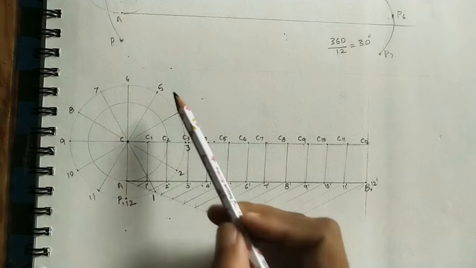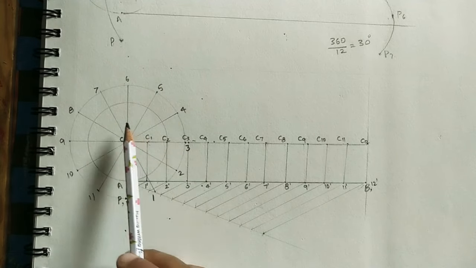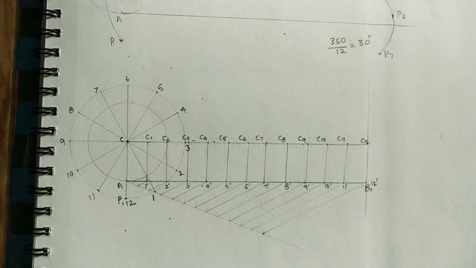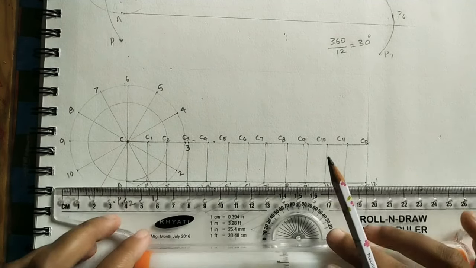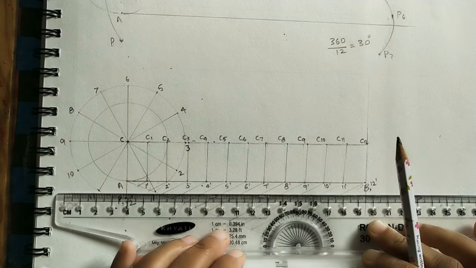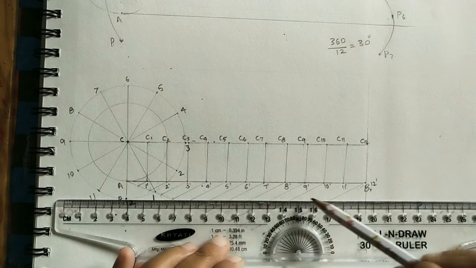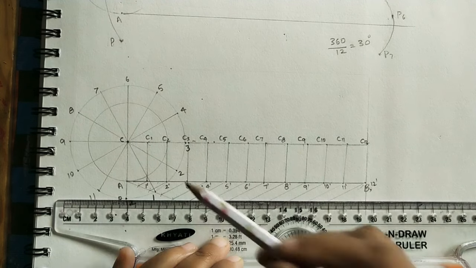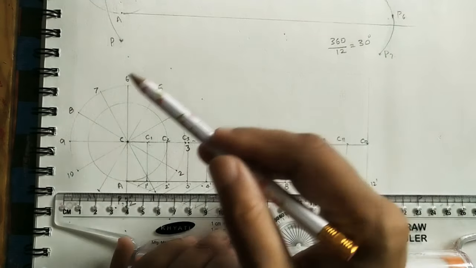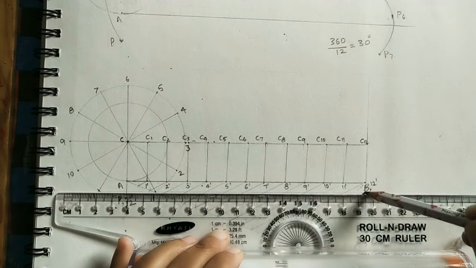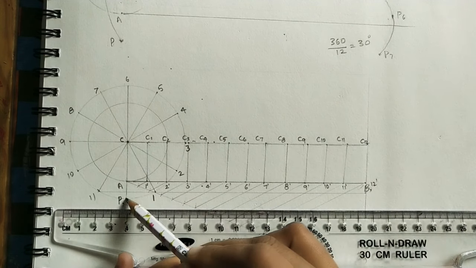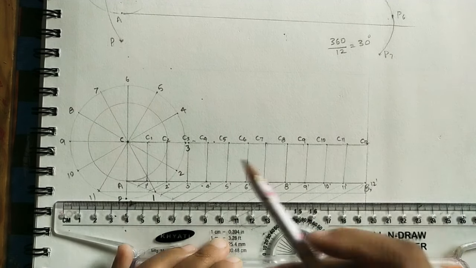We can divide into any number of parts. It is our wish. After getting all the points, at all the points, do the horizontal lines, similar to the center horizontal line. Take this as the reference line. From 1, do the horizontal line up to this end line. So 1 and 11 are coming on the same line, because the circle is symmetrical. Up to this last line. And from this P, 12 also do the horizontal line.